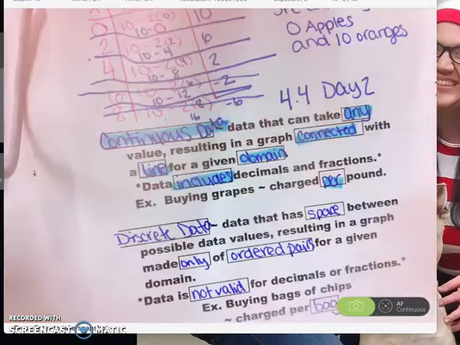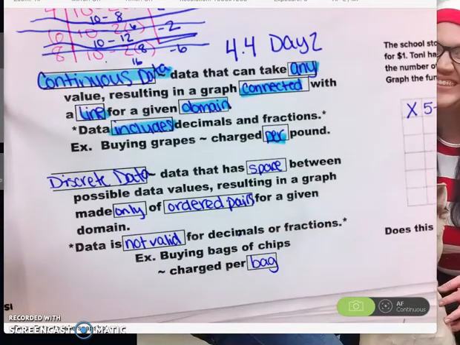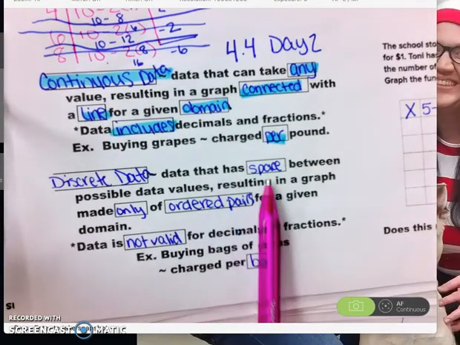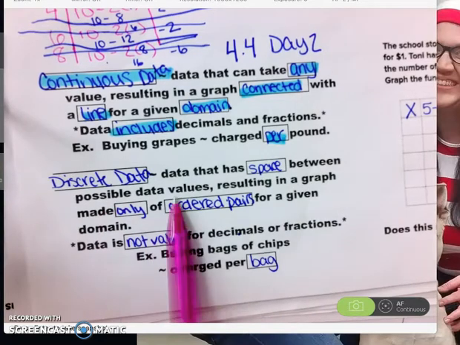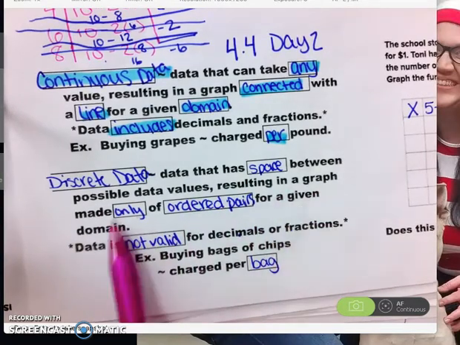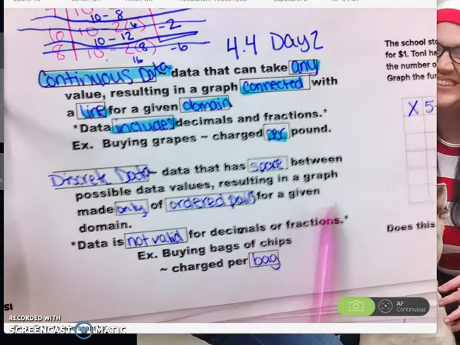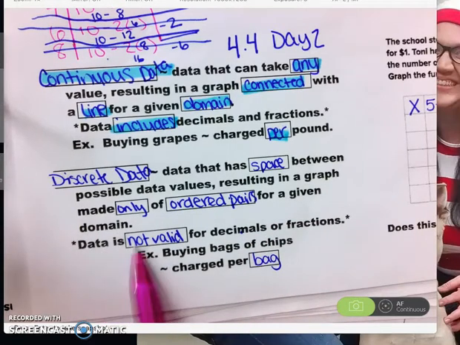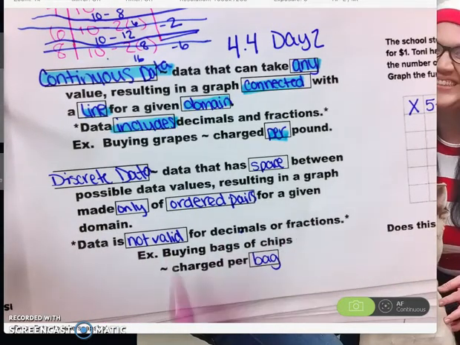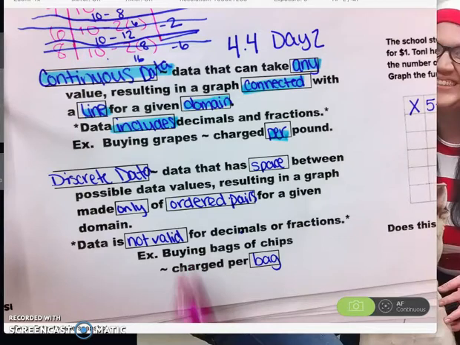Okay, our other kind or type is going to be discrete data. Discrete data has space between possible data values, resulting in a graph made only of ordered pairs for a given domain. So data is not valid for decimals or fractions in the domain. Example, buying bags of chips. It's charged per bag.